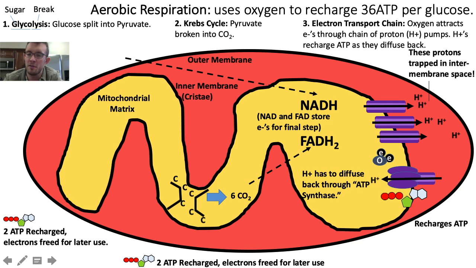So a single molecule of glucose will generate enough electrons, which will pump enough protons to recharge 32 ATP at a time. And in the process, the electrons, as they attract to the oxygen, will bond with hydrogen to form water molecules. So that's aerobic respiration. You can see in total, 36 ATP get recharged from a single molecule of glucose.